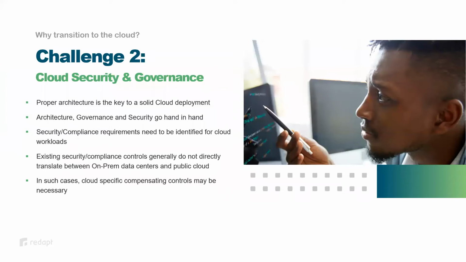So when you're adopting the public cloud, proper architecture is really the key to a solid cloud deployment. Really, the governance and security and architecture go hand in hand, making sure that you have the appropriate foundation, regardless of what size your initial cloud footprint is going to look like. You want to make sure that you can scale, that you can grow, that you can move into different geographic regions that are there.